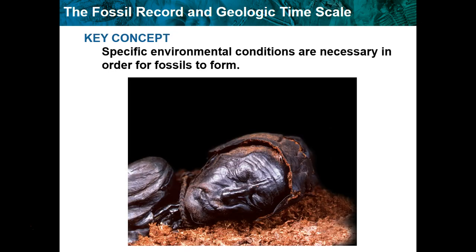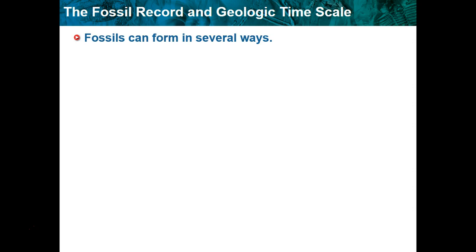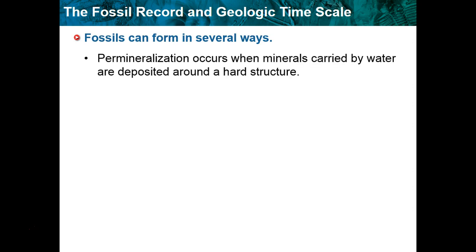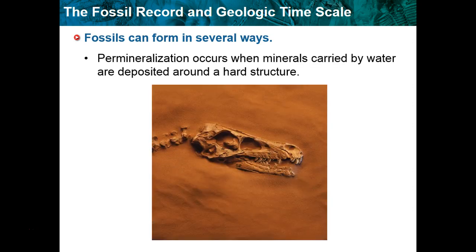Specific environmental conditions are necessary in order for fossils to form, and there are many different kinds of fossils. Fossils can form in several ways. First way is called permineralization. This occurs when minerals are carried by water, and then those minerals get deposited around some sort of hard structure like bone.